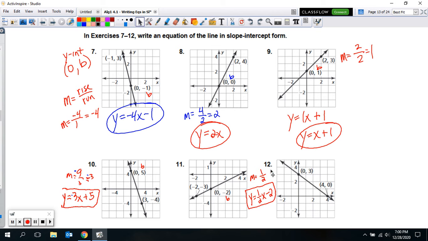All right, I'll give you a chance here, number 12. Go ahead and try this last one on your own. Pause the video and see if you can write the equation for number 12.